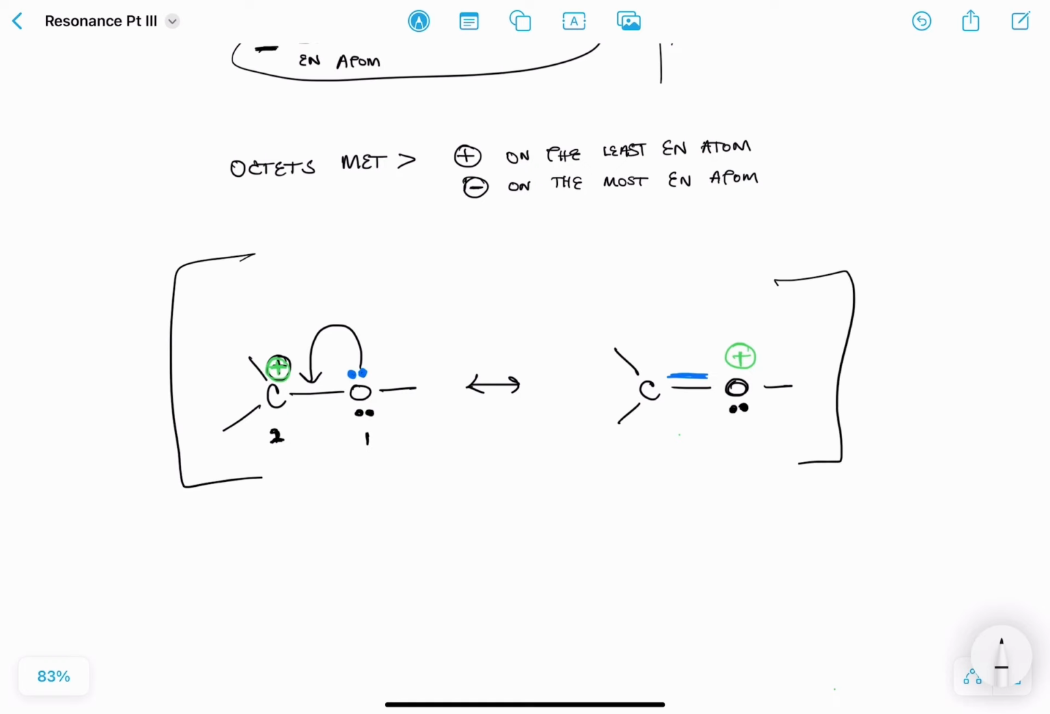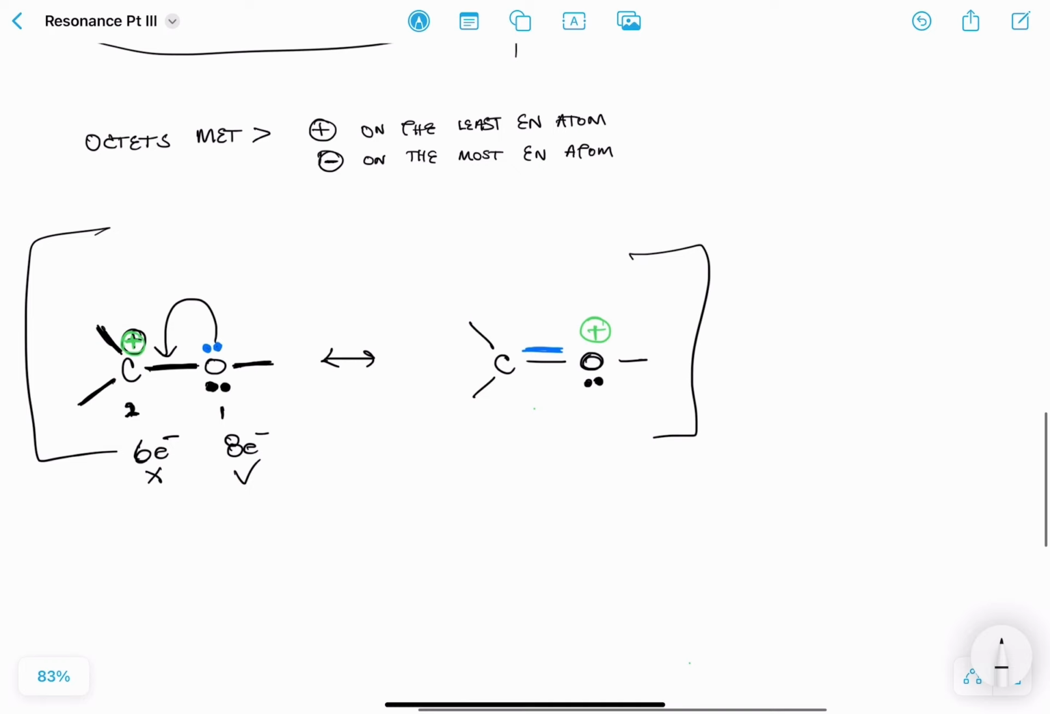We have to ask ourselves which one's major and which one's minor based off of the rules. And so we look to the left and we count the number of electrons on carbon. So we got 2, 4, 6. That carbon is not happy. It's not at an octet. The oxygen, however, is. It's got 2, 4, 6, and the lone pair is in the blue for 8. So this oxygen is happy, but the carbon is not on the left structure.